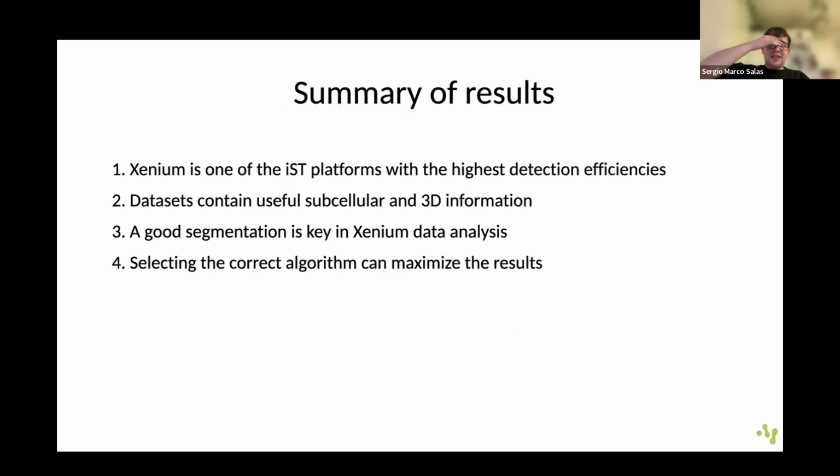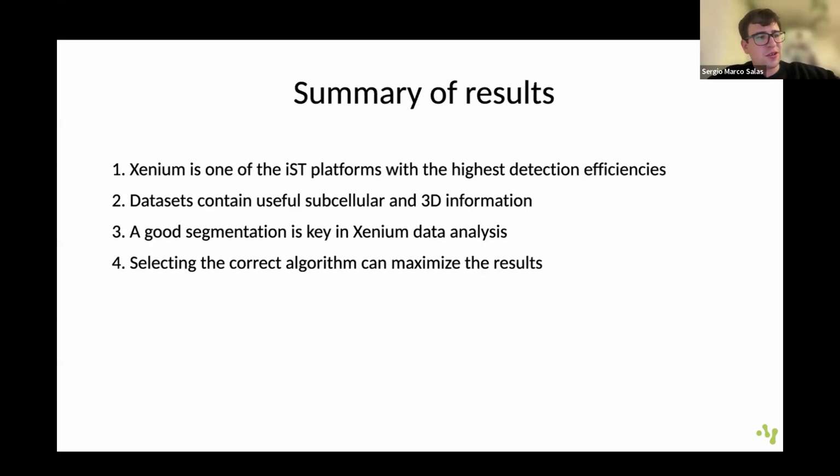So as a summary from our study, we confirmed that Xenium is one of the ISD platforms with the highest detection efficiencies, and it also presents a pretty high specificity. Datasets contain useful cellular and tissue information, but also subcellular and some three-dimensional information. Segmentation is certainly key in Xenium data analysis, and this applies to other spatial omics technologies. That is the biggest challenge in the field.